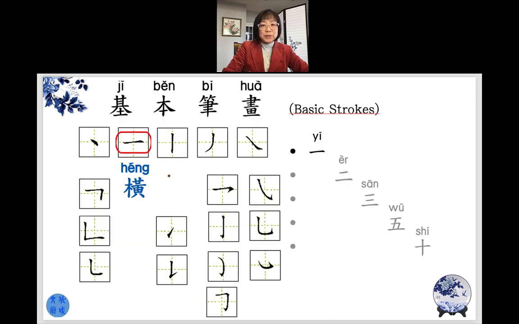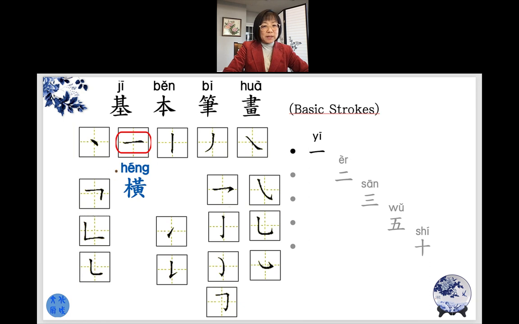I want to introduce some basic strokes to you. The top line, 5 strokes. First one, 点. Second one, 横. This is 竖, 撇. Last one, 捺. These are the 5 basic strokes.